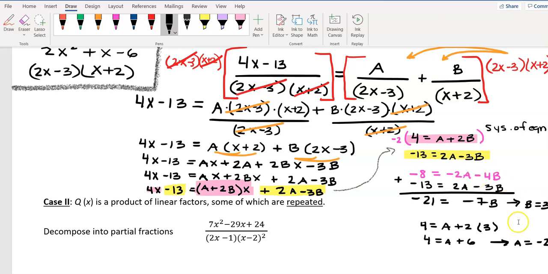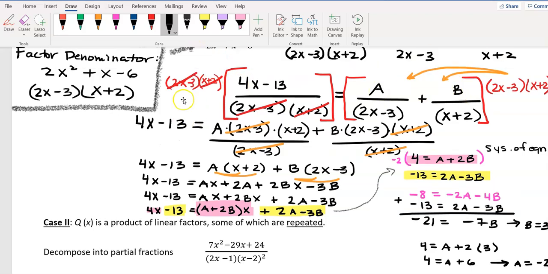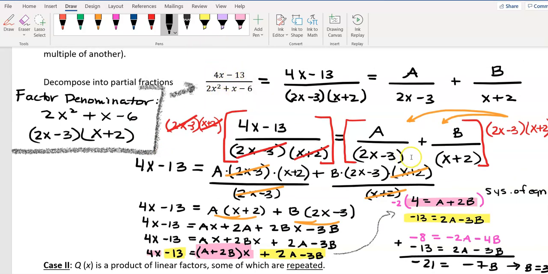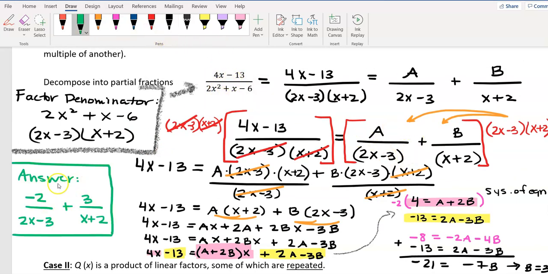So now, taking these two numbers, a is negative 2 and b is 3, we're going to go back up into this partial fractions here and replace the a with what it's equal to, which is negative 2, and the b with what it's equal to, which is 3, and we will have decomposed this initial rational function into partial fractions. And so our final answer would be negative 2 in place of a over 2x minus 3 plus 3 in place of b over x plus 2. So these two functions are equivalent.